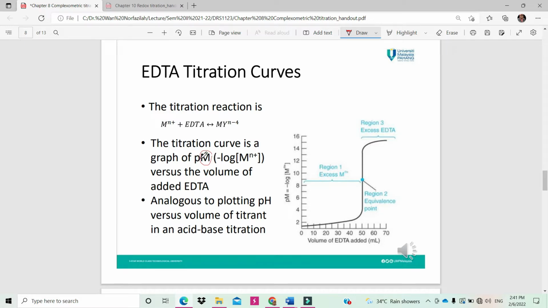It will change depending on what metal is reacted with the EDTA. If calcium, it will be pCa. If magnesium, it will become pMg. If copper, it will become pCu. The small p refers to negative log, and the capital M is the concentration of the metal ions. If calcium, this will be the concentration of calcium ions. So it is negative log of the concentration of metal ions versus the volume of the titrant you use. In this case, for complexometric titration, it is EDTA. So on the x-axis you have the volume of EDTA, versus the negative log of the concentration of the metal ions. As I said, they are similar.